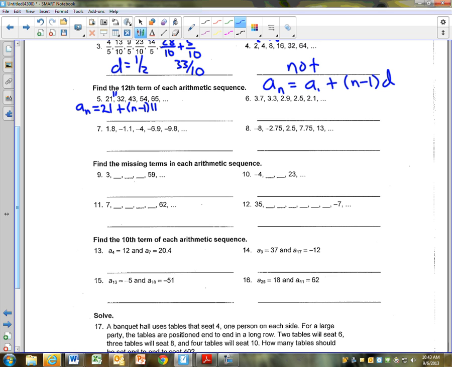You don't have to simplify that to use it, but I'm going to because I think you guys would like it. I will distribute this 11, and I'll come up with 11n. And then I'll have a negative 11, won't I? 21 and negative 11 make plus 10. So that is my rule for finding another term. So if I want to find the 12th term, what do I plug in for n? 11 times 12, 132 plus 10.